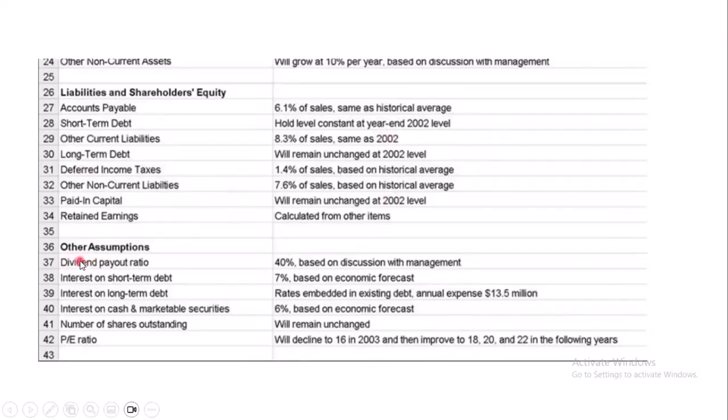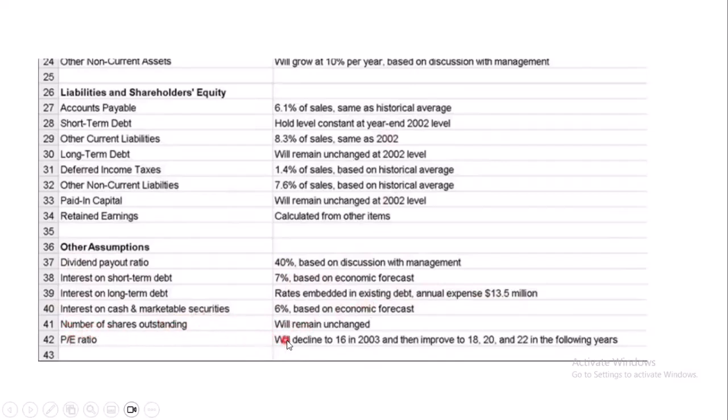And then other assumptions: dividend payout ratio will be 40% based on discussion with management. Interest on short-term debt will be 7% based on economic forecast. Interest on long-term debt, we use the rates embedded in existing debt. Annual expense will be 13.5 million. Interest on cash and marketable securities will be 6% based on economic forecast. And the number of shares outstanding will remain unchanged.